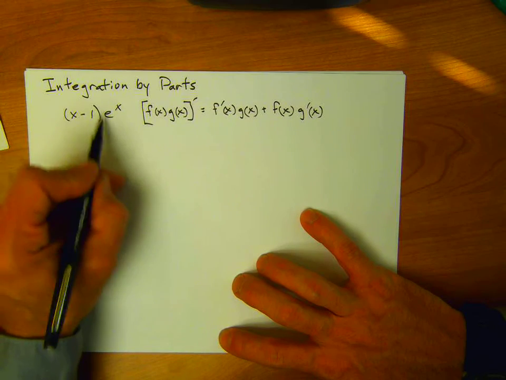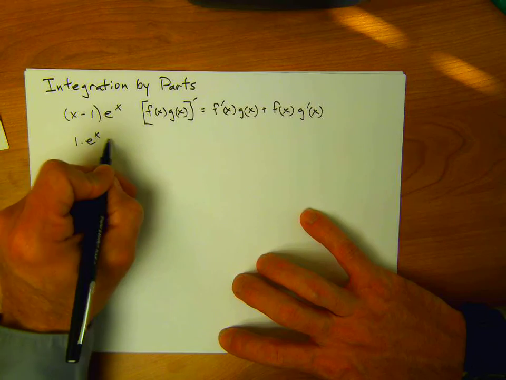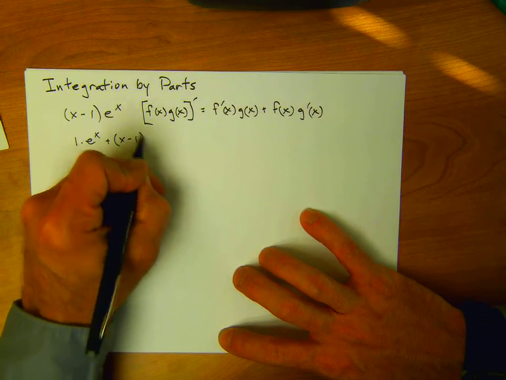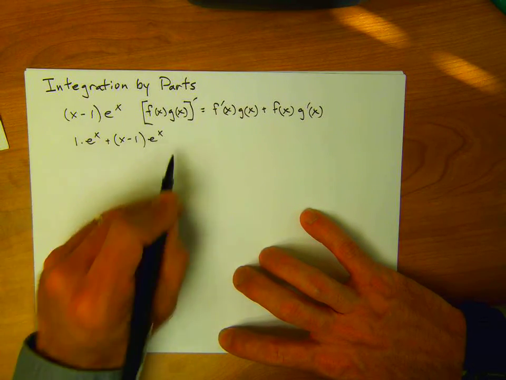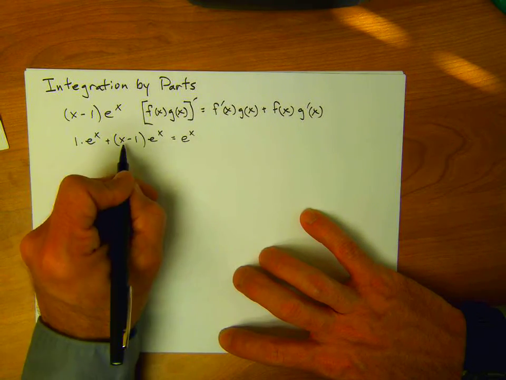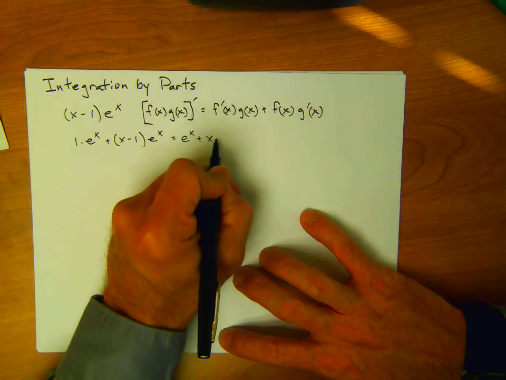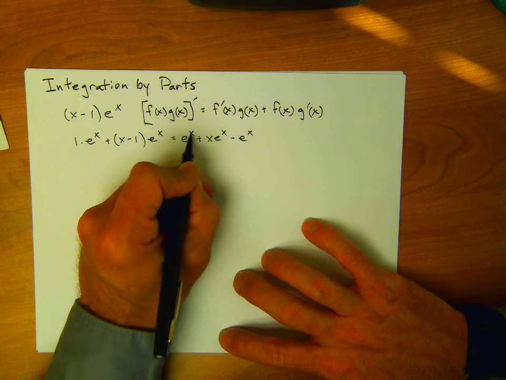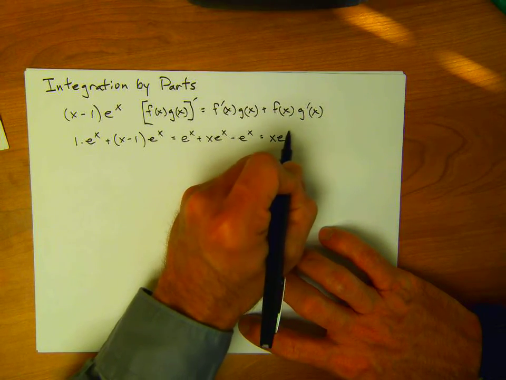Applying that here, if we take the derivative of the first, we're just left with 1 times the second function, which is e to the x, plus the first function, x minus 1, times e to the x. Now we can simplify a little bit, right? So 1 times e to the x is e to the x, and if we distribute this e to the x here, we get plus x e to the x minus e to the x. So e to the x minus e to the x is 0, so this just simplifies to x e to the x.